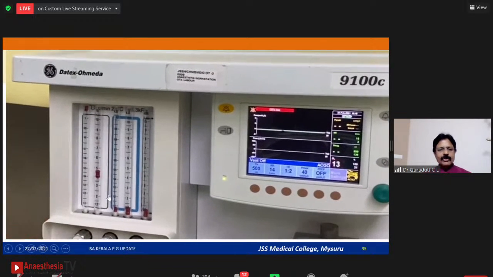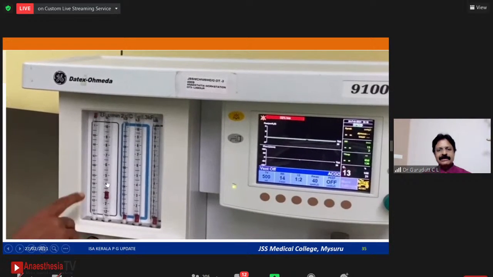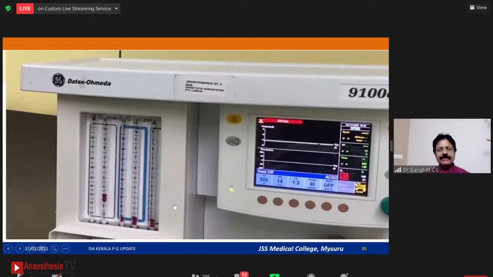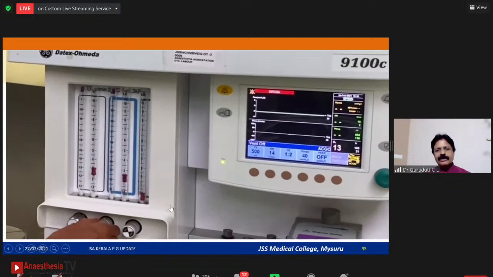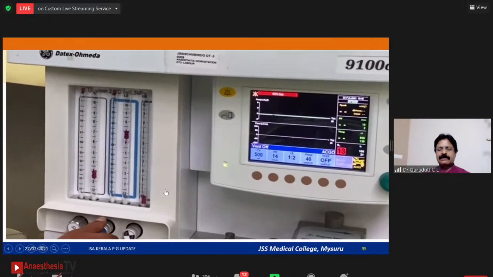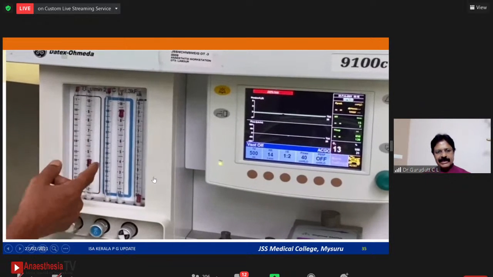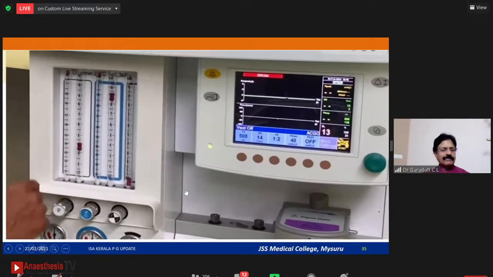And if I want to open only oxygen, I can open only oxygen, because then the link will not be established. The link will be established between oxygen and nitrous oxide only when, compared to the total flow, the oxygen percentage is 25% or less. Then only the link gets established. That's why it is also called Link 25.